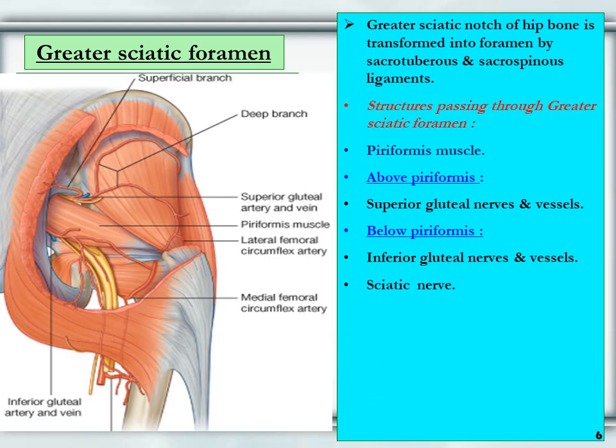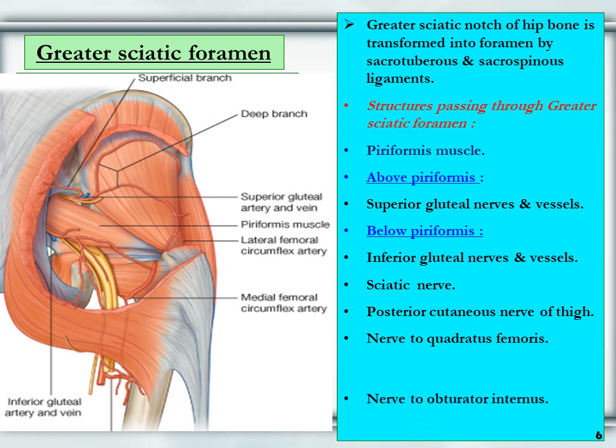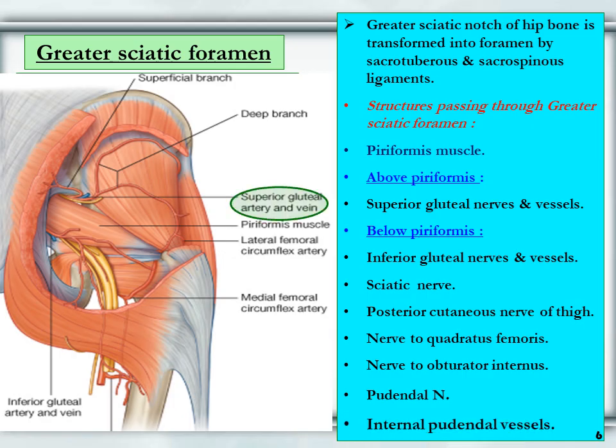The sciatic nerve also passes through the greater sciatic foramen, along with the posterior cutaneous nerve of the thigh, the nerve to quadratus femoris, the nerve to obturator internus, the pudendal nerve, and the internal pudendal vessels. All of these pass through the greater sciatic foramen, along with the superior gluteal artery and vein and the inferior gluteal artery and vein.